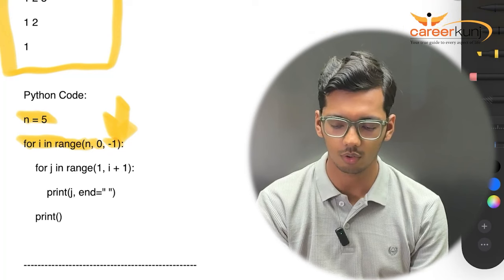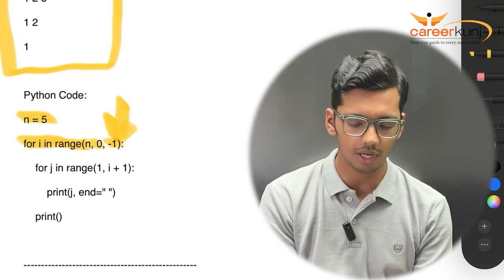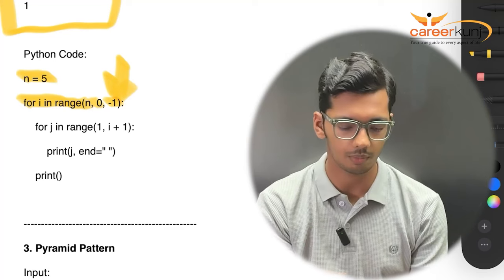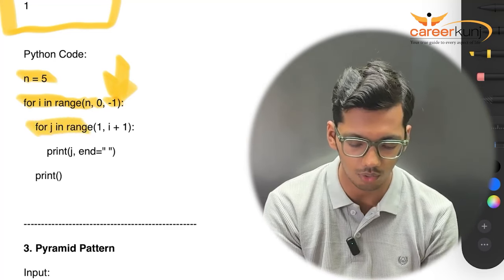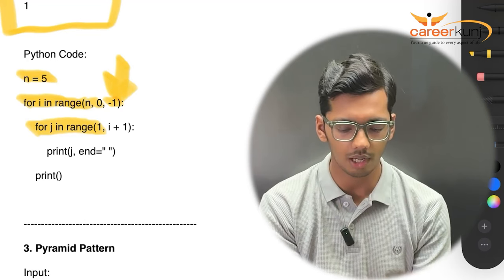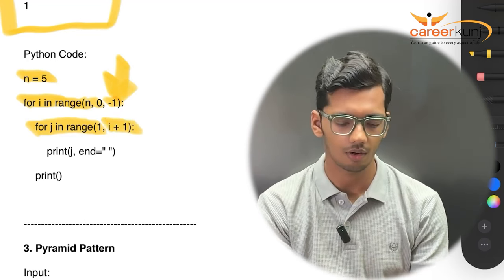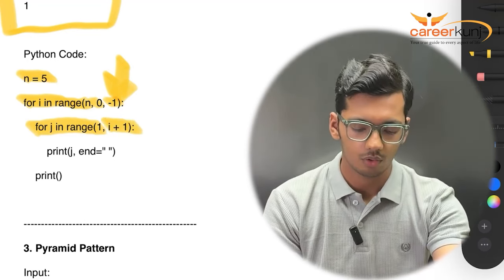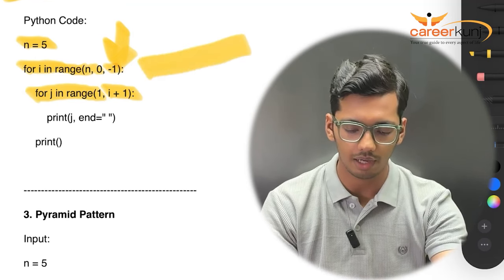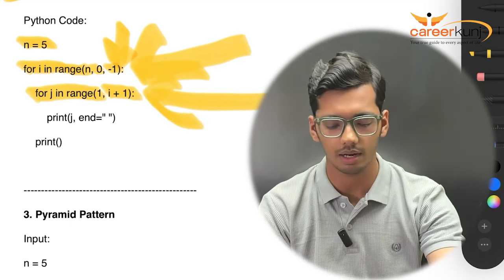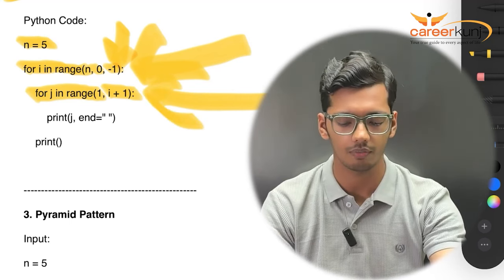So this is my first loop. Now coming to the second loop. Inside the first loop, based on my value of i, my second loop revolves, that is for j in range of 1 to i plus 1. All right, so we have two loops, one inside the other. The first is the loop of i, the second is the loop of j, which revolves around the loop of i, and at the end I am printing j with a space.